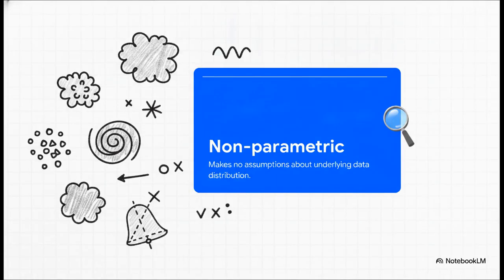Second, it's classified as non-parametric. Now, this simply means the algorithm is incredibly flexible. It makes absolutely no assumptions about the underlying data distribution. It doesn't try to force your data into a preconceived mathematical shape, like a bell curve, or make any sweeping assumptions about what the data should look like. It literally just takes the data exactly as it is.